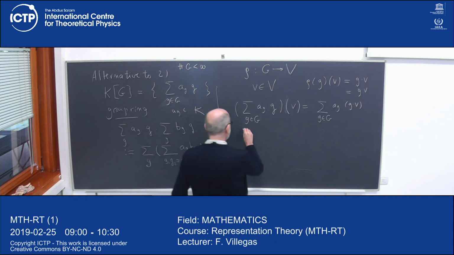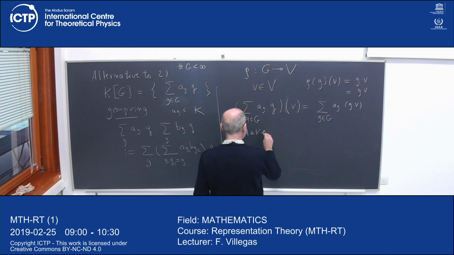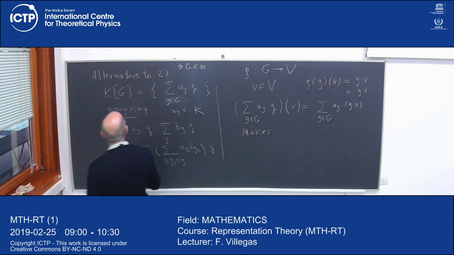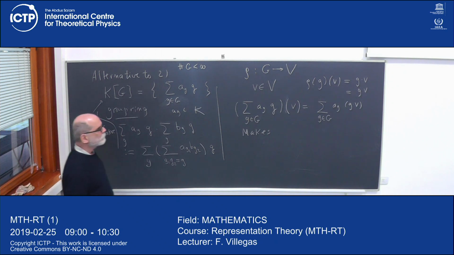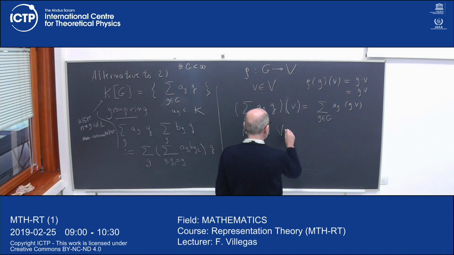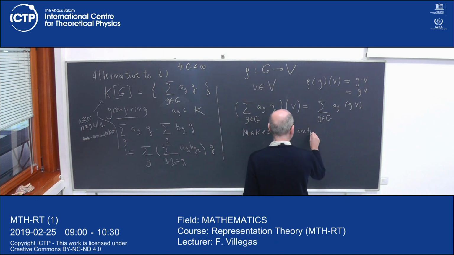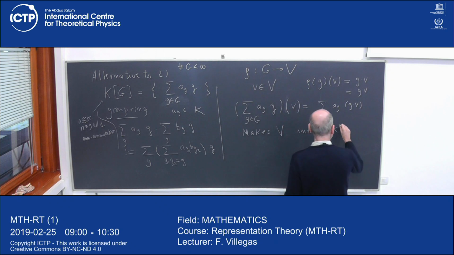So here this thing, KG, is an associative ring with unity, non-commutative in general. And this makes V into a KG module. So, left.